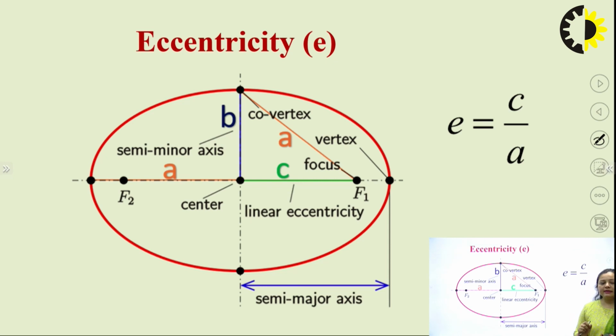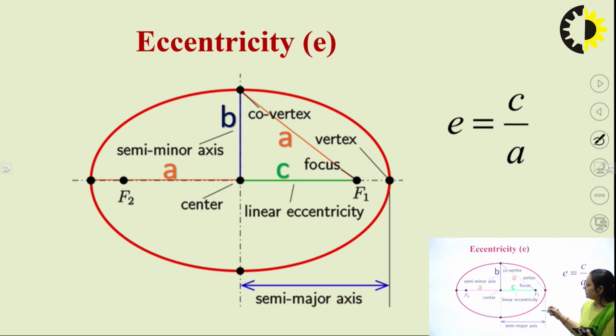Next term is eccentricity. So now we have to calculate the eccentricity. This is a perfect ellipse shape, which is the orbit of a satellite. Eccentricity denotes the shape of the ellipse, how perfectly elliptical it is or how close to a circle it is.